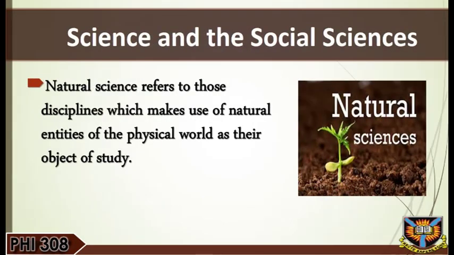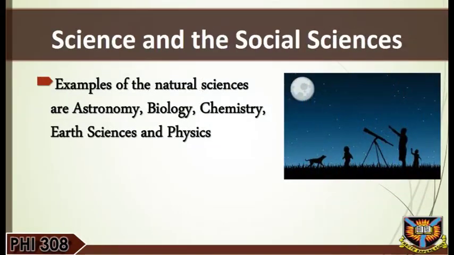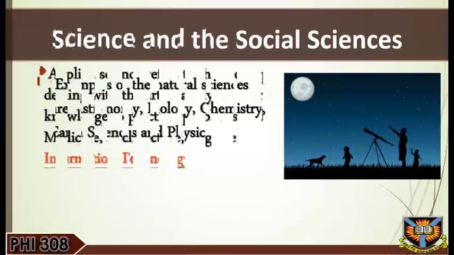Natural science refers to those disciplines which make use of natural entities of the physical world as their object of study. It refers to the branch of human knowledge which attempts to study and understand these natural entities in order to be able to predict certain phenomena about our physical world (Ikoropo, 2001, pages 1 to 11). Examples of natural sciences are astronomy, biology, chemistry, earth sciences, and physics.